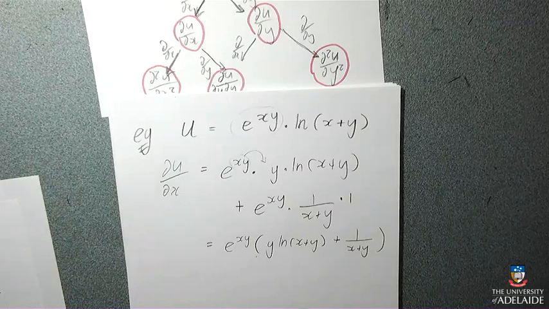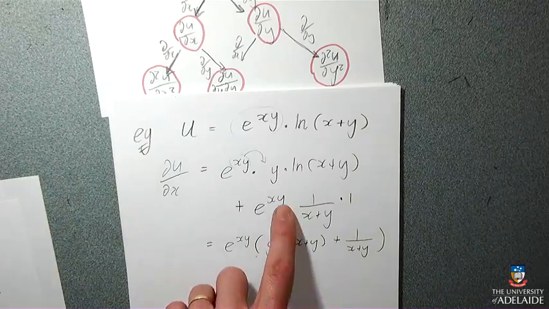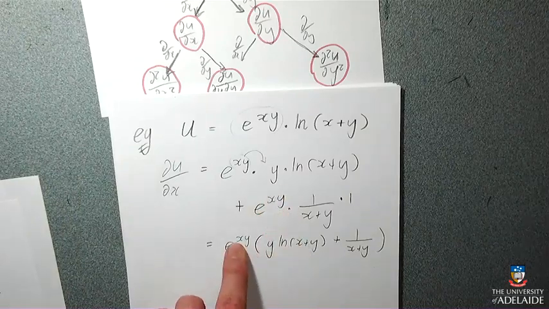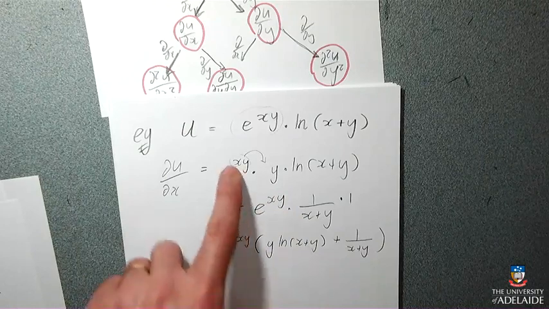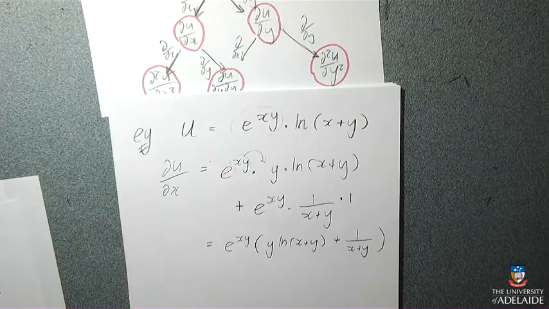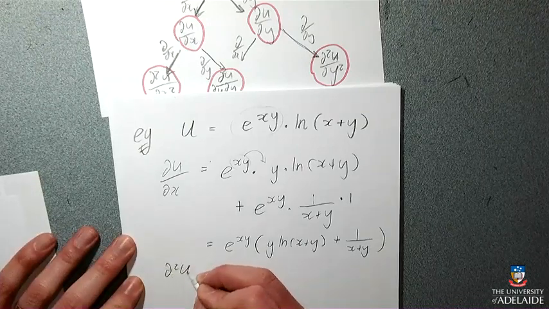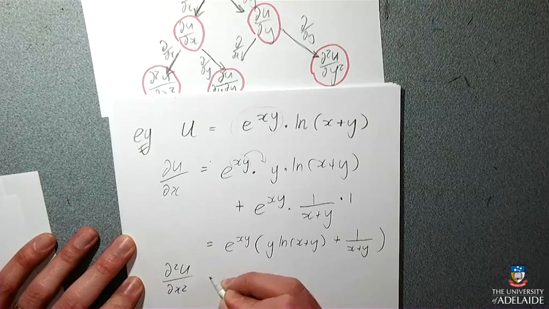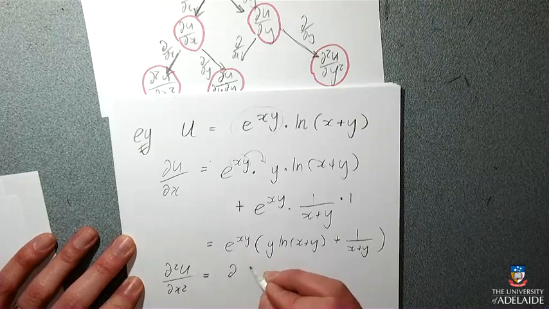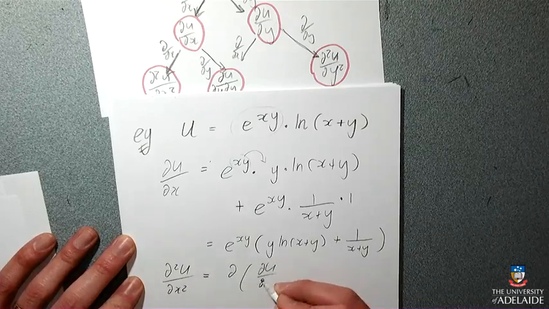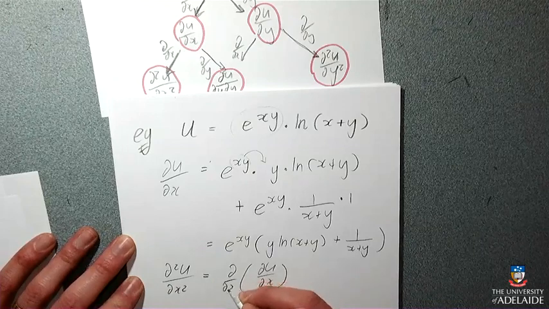It's not really that much simpler. I just decided that maybe I should bring the e to the power of xy out the front of everything because it's in both parts. Okay, so if I wanted to do d squared u on dx squared, I would have to differentiate with respect to x again. I would take whatever answer I had for du on dx and I would differentiate it again.